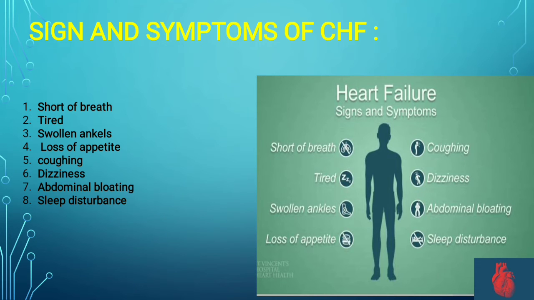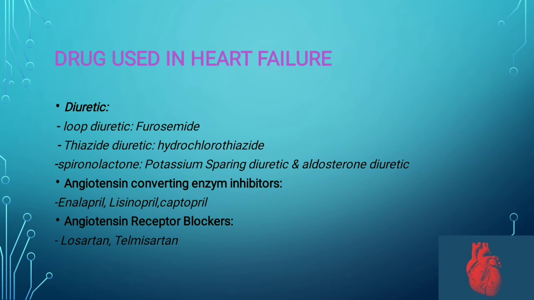Now let's discuss the drugs which are used in heart failure. First one is diuretics. The first subpoint is loop diuretics, for example furosemide. Second is thiazide diuretics, for example hydrochlorothiazide. Third is potassium sparing diuretics and aldosterone antagonists, for example spironolactone.